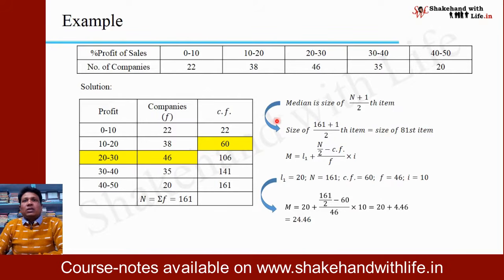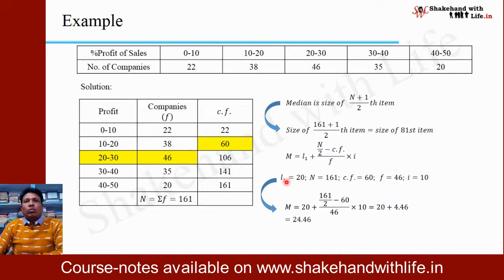Now the median is the size of the (n+1)/2th item. So the size of (161 plus 1) divided by 2 is the size of the 81st item. Where is the 81st item? The 81st item lies in the cumulative frequency 106. So where is the median class? The median class is 20 to 30, and the frequency of this median class is 46.